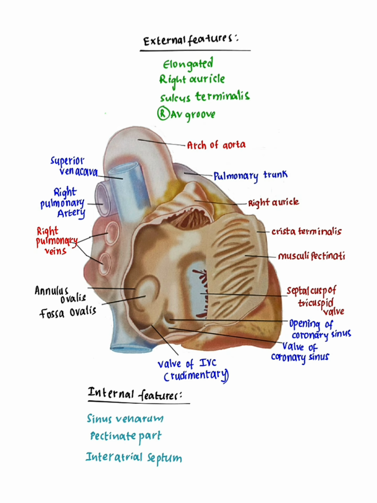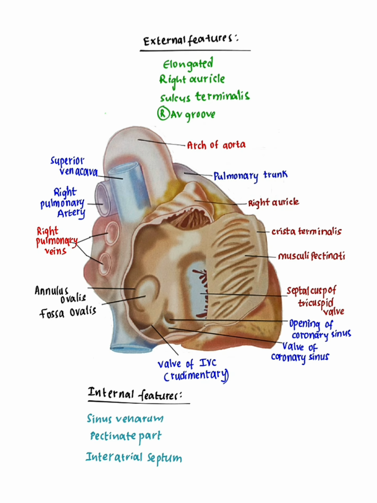Pectinate part, the rough anterior part, develops from the primitive atrial chamber. It presents a series of transverse muscular ridges called musculi pectinati, which arise from the crista terminalis. They run forwards and downwards towards the right atrioventricular orifice, giving the appearance of the teeth of a comb.